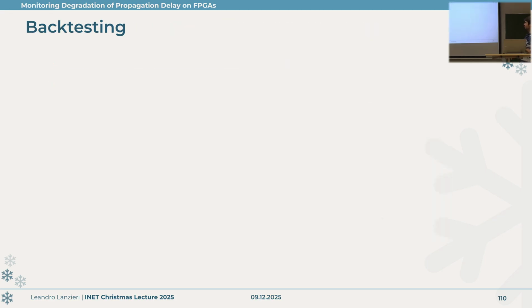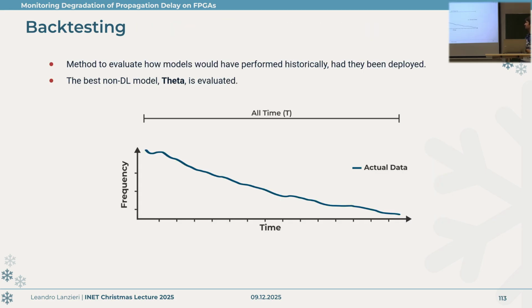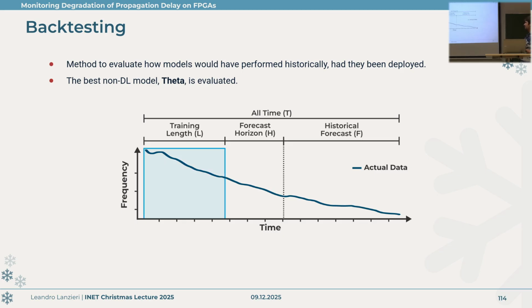So we start with the backtesting of the Theta model. The backtesting works like this. We have our time series of the ring oscillator, so all of the time that we have data. Then we split this time into a training length, a forecast horizon, which is how far into the future we want to look, and the historical forecast, which is what we are going to compare against. Given the training length, we make a prediction over the forecast horizon. Then we take this window and move it forward, and like this we come up with a forecast for which we can calculate the error against the actual data, thus having a backtesting of the model.